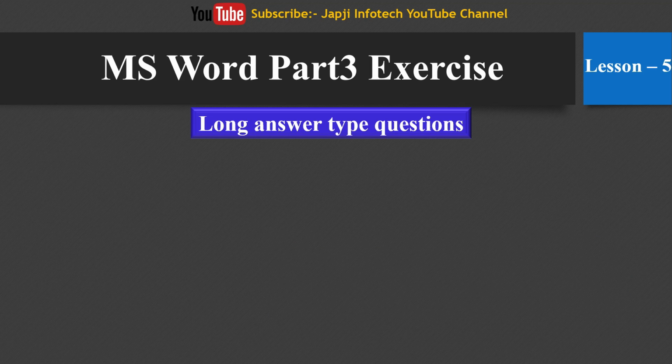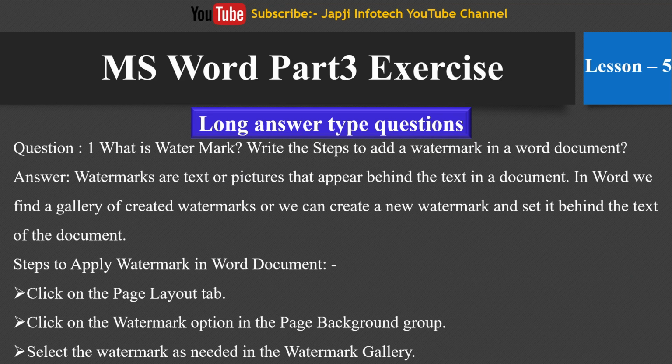So now we will learn about long answer type question. And our first question is what is watermark? Write the step to add a watermark in a Word document. So watermark are text or picture that appear behind the text in a document. In Word, we find a gallery of created watermark, or we can create a new watermark and set it behind the text of the document.